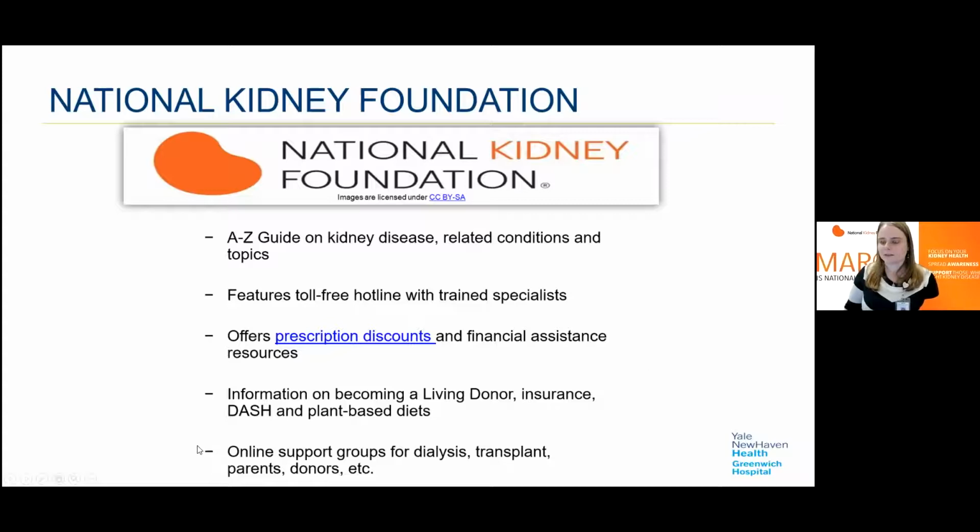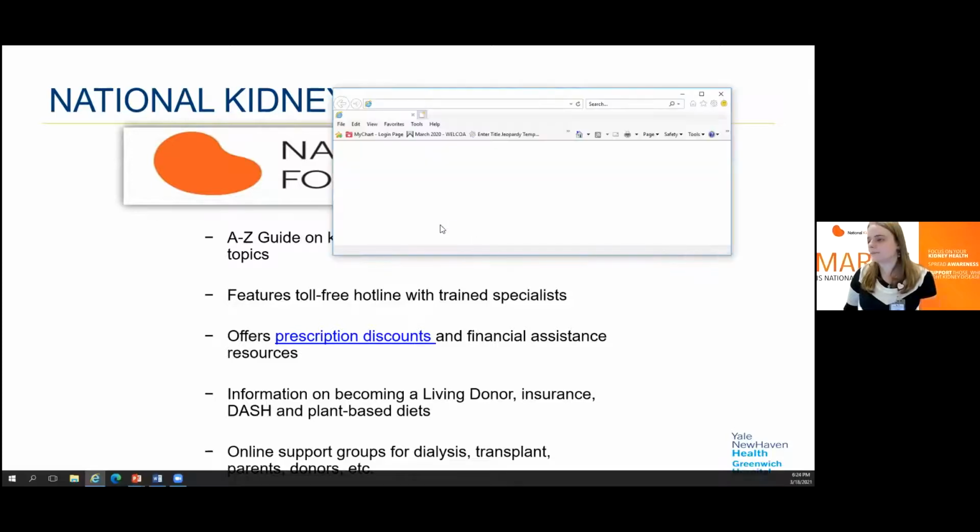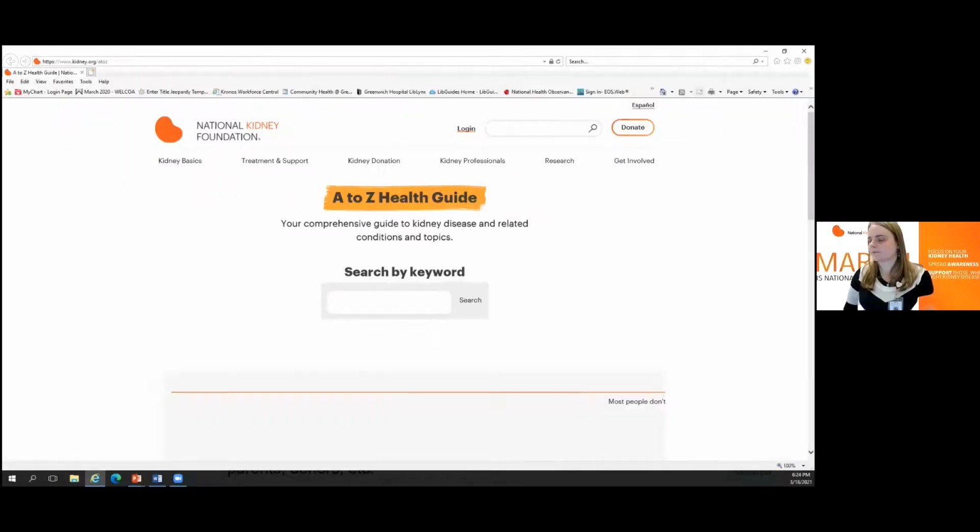And then last but not least, they have a pretty robust selection of online support groups and forums that are distinguished by categories such as people under dialysis, people who are going through transplant, parents of those with kidney disease, and donors. Let me just show you how much they have, because I was pretty impressed with it.